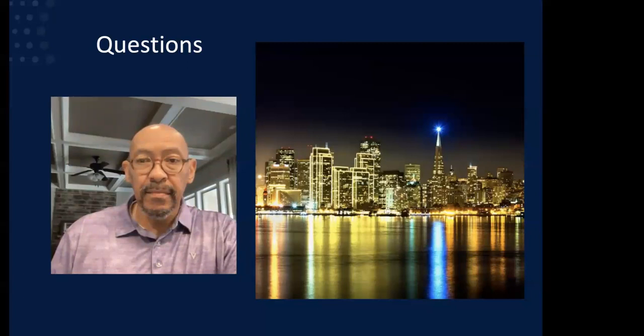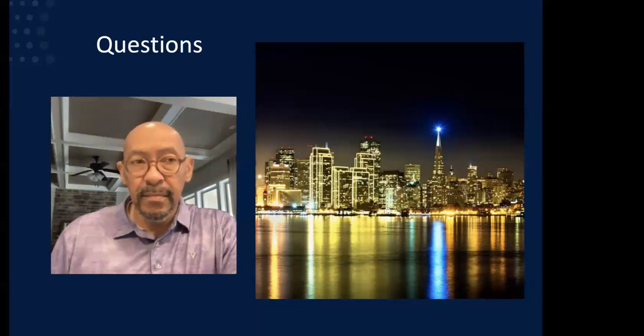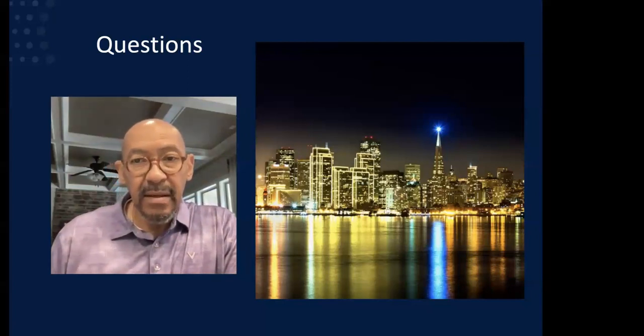There's one here from Julie. I'm nearsighted and have astigmatism and presbyopia. Can the lens correct for these issues? Absolutely. It was designed to do that. So yes, it can.